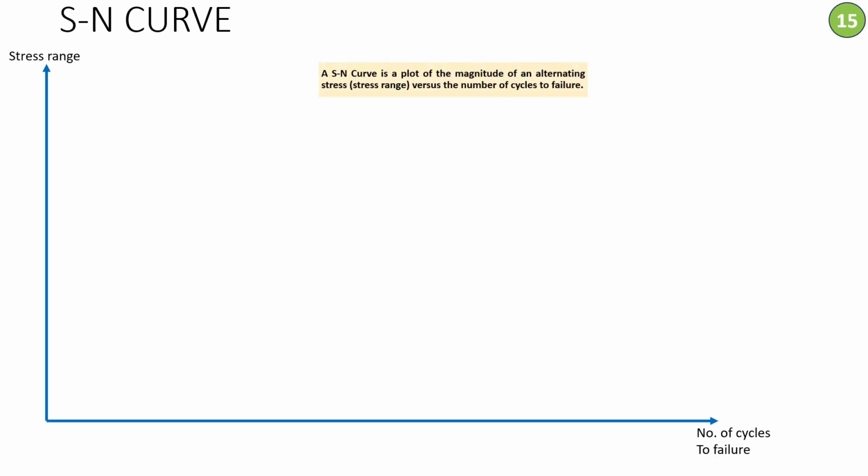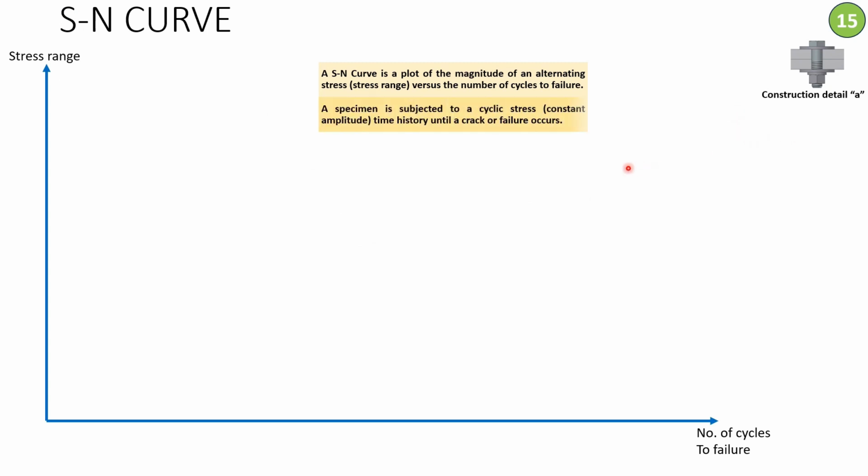The S-N curve is a plot of the magnitude of an alternating stress range versus the number of cycles to failure under that stress range. If you have a specific construction detail, like the bolted connection shown on the screen, you subject this connection to a constant amplitude stress range until cracks appear. You do that for a specific stress range and record the number of cycles required to failure, and plot that on the S-N curve. Repeat that for a different stress range and plot that on the S-N curve.